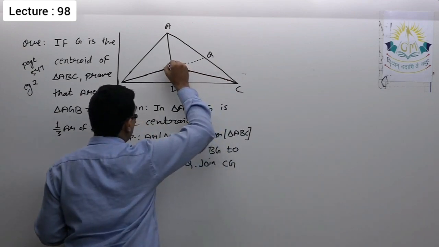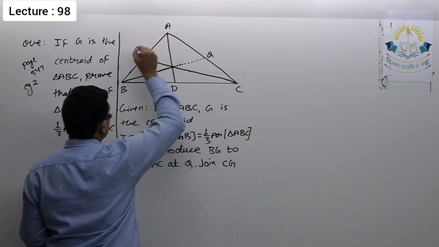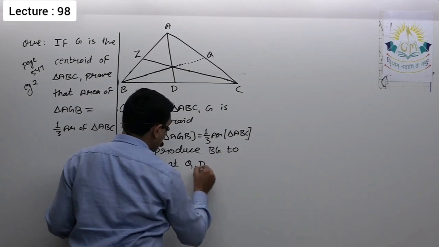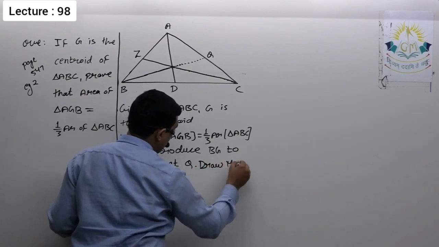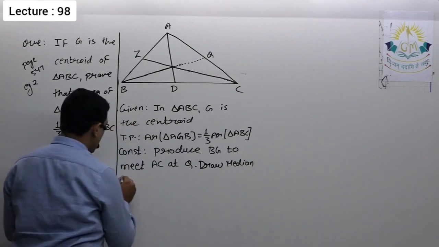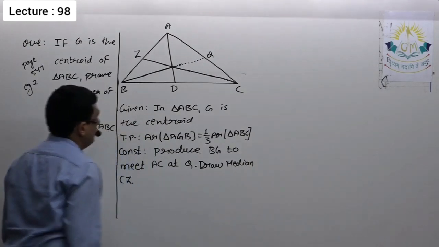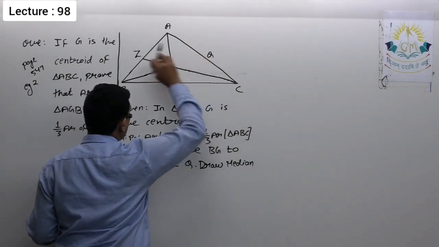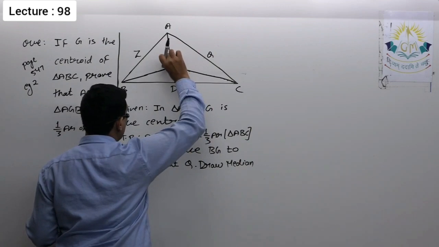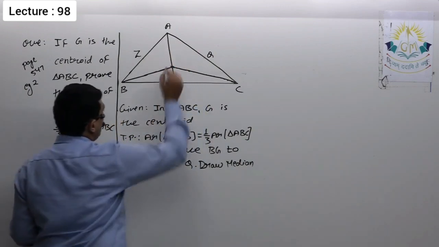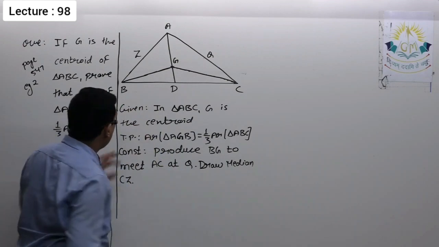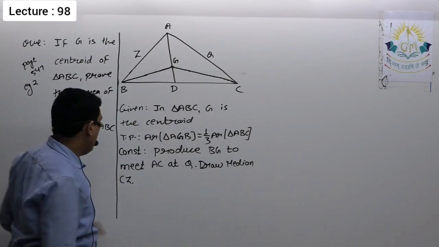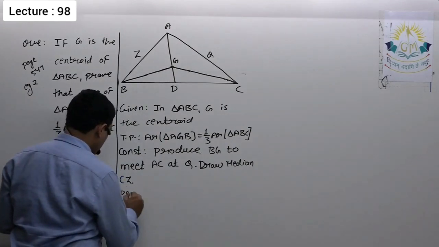Or I can say draw median CZ. Instead of join CG, I do write draw median CZ. Okay, so see, this is all construction, but for a while I am removing this so that I can explain you this in a better way. Okay, this point is G. We have to prove that area of triangle ABG is 1/3 of area of triangle ABC. So let us start its proof.